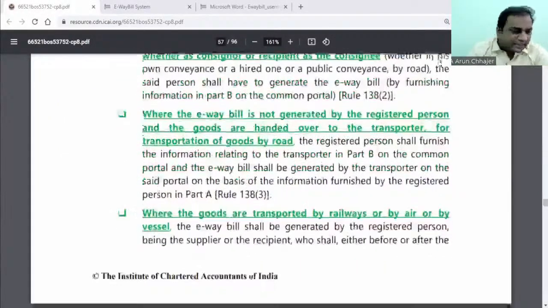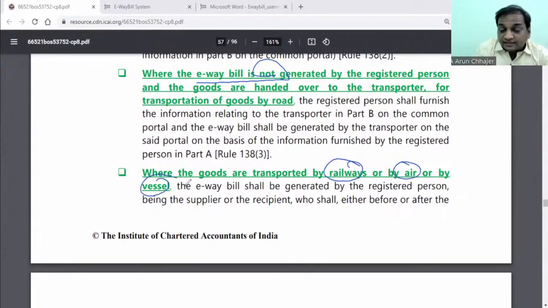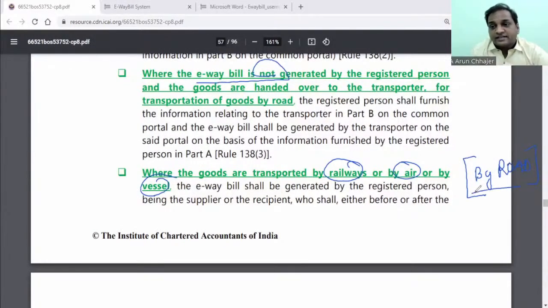Let me complete certain part, then I will come back to your queries. Where the e-way bill is not generated, that we have discussed, where the goods are transported by railway or by air or by vessel. Here I am excluding by road. One important point you need to understand.